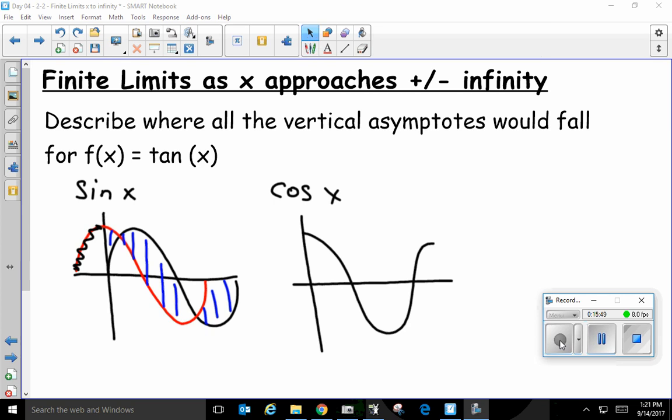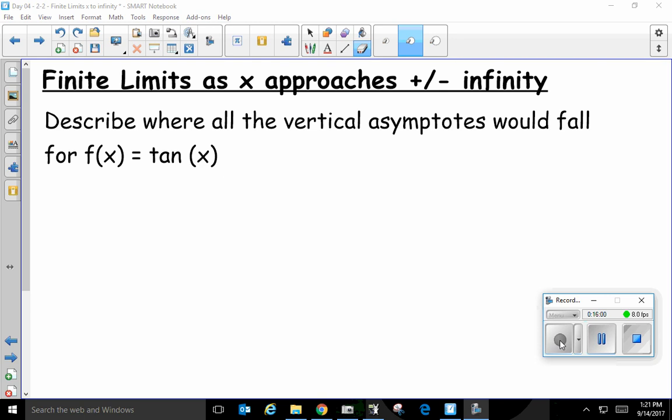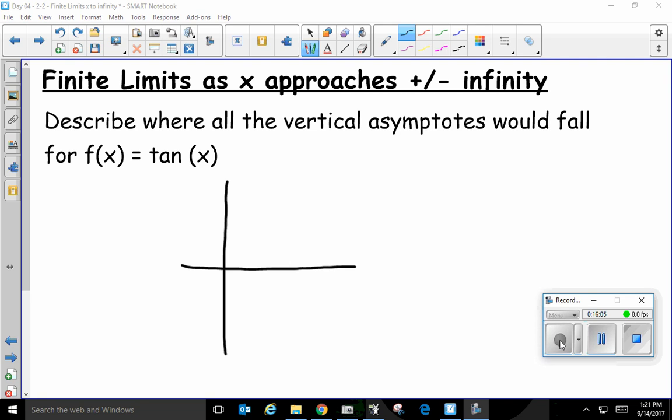So now, let's look at tangent, shall we? If you don't mind, I'm going to erase these right here. Tangent goes like this. I have 0, I have 90, I have 180 degrees, I have 270, and then I have 360. Better yet, who can tell me what any of those degrees would be in radians? Pi is 180.